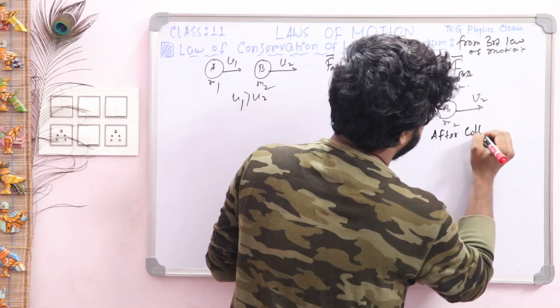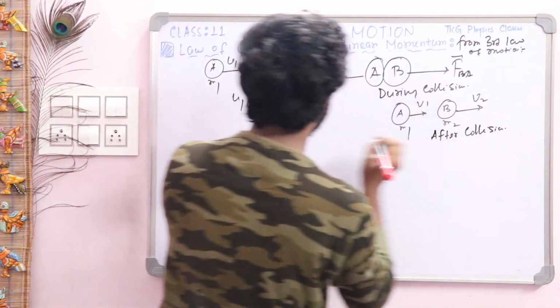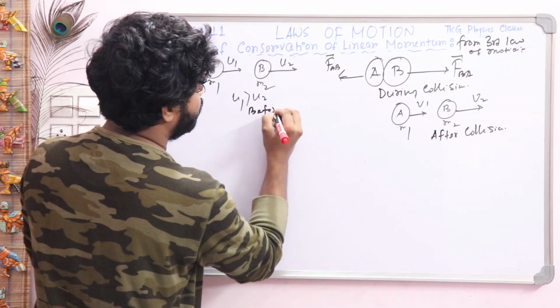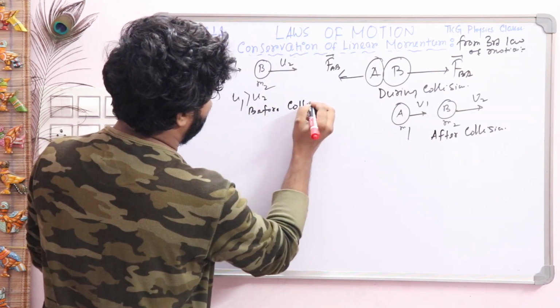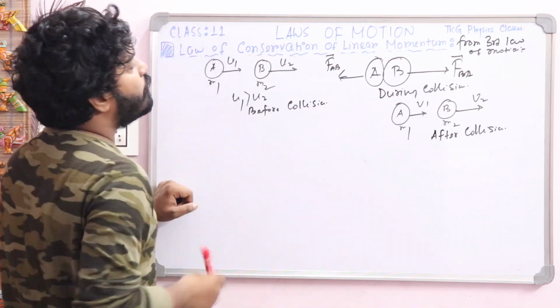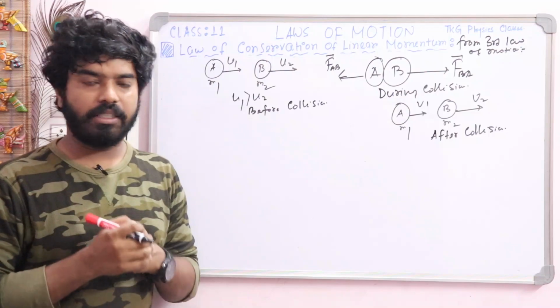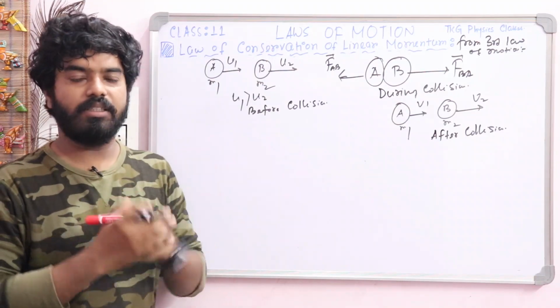After collision. This is before collision. Before collision. Now we will prove the law of conservation of linear momentum from the third law of motion. So write it. This is the basic part. At first you write this part.